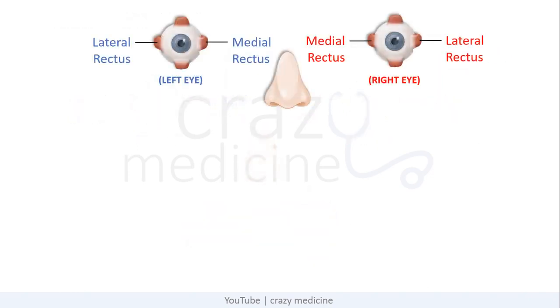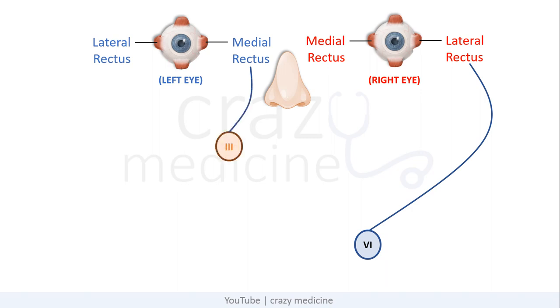The thing is, these two muscles are innervated by different cranial nerves. The lateral rectus is innervated by the 6th cranial nerve, that is the abducens nerve, and the medial rectus by the 3rd cranial nerve, that is the oculomotor nerve, of the respective sides. The nucleus of the 3rd nerve is situated in the midbrain and the nucleus of the 6th nerve in the pons. This is the basic anatomy. Now let us take our discussion forward.